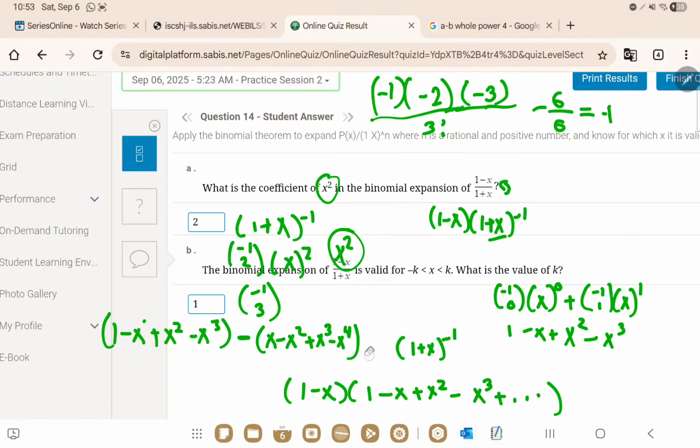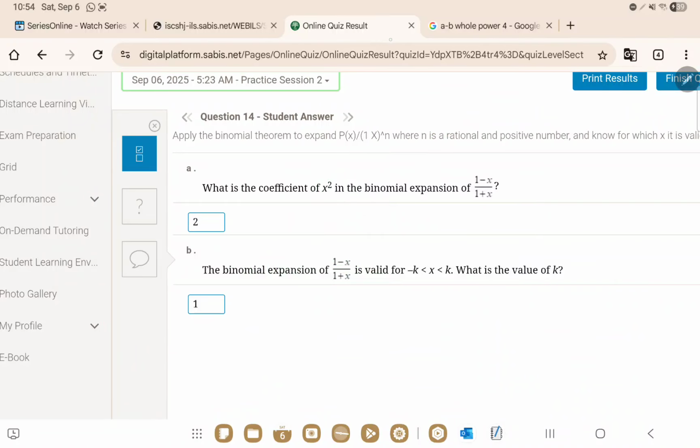I'm going to delete this. Anyways, so now 1 stays 1. Minus x, minus x is minus 2x. Plus x squared, plus x squared is plus 2x squared. Minus x cubed, minus x cubed is 0. And we have only minus x4, and that is it. So the coefficient of the x squared value is 2. And that's it. Now we can remove all of this.